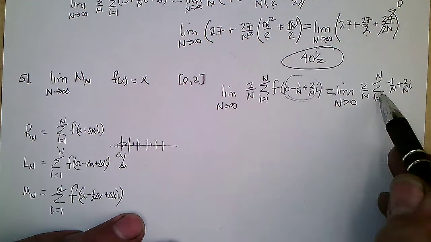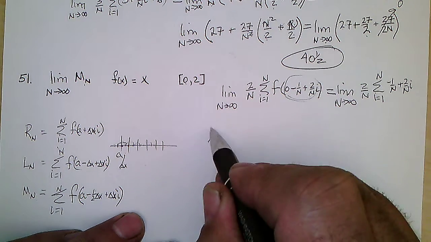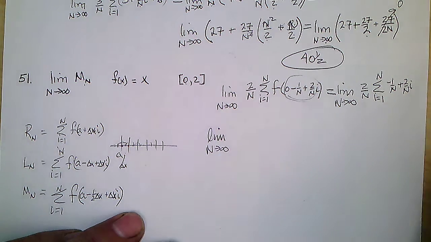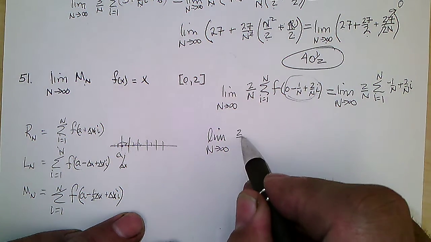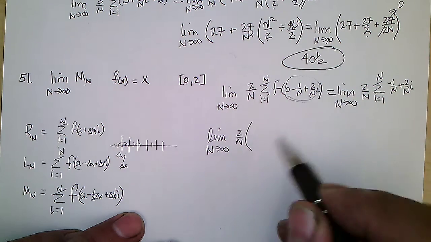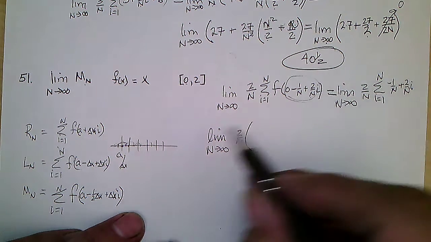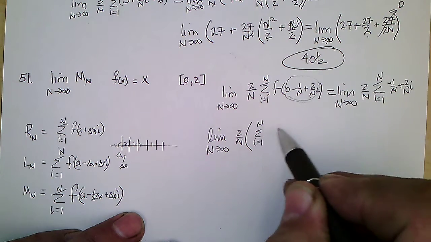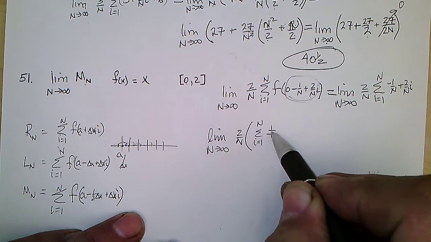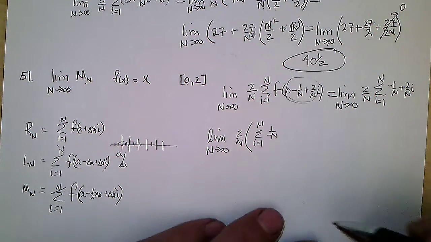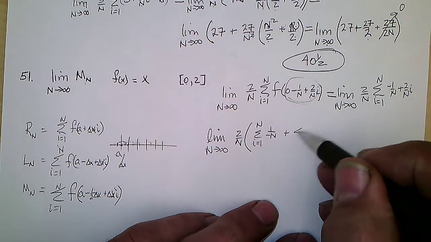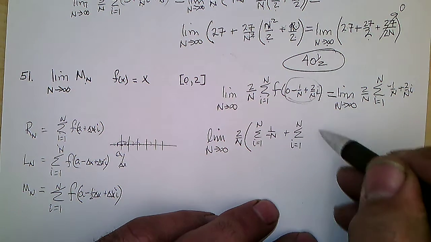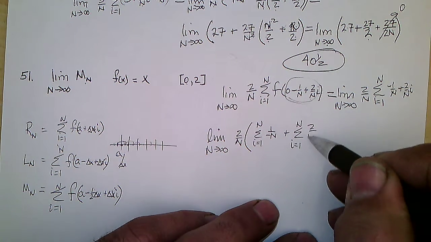This is a sum, so I can split these up, and so I'm going to have the limit as n goes to infinity of 2 over n times the sum as i goes from 1 to n of minus 1 over n, plus the sum as i goes from 1 to n of 2 over n i.